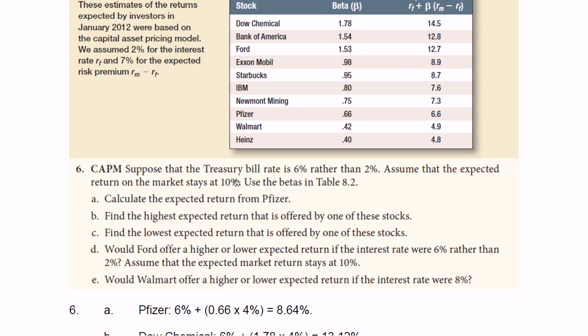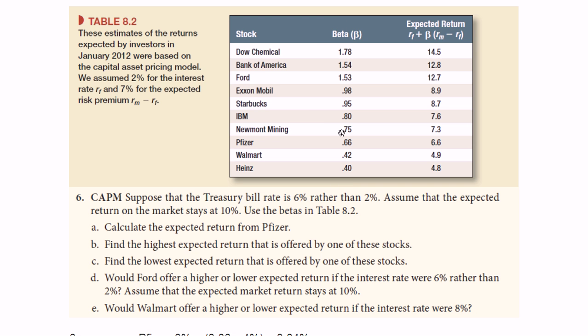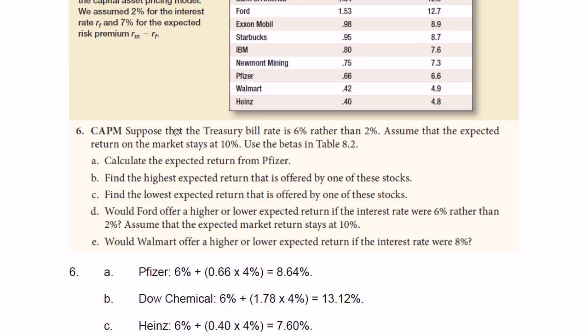CAPM. Suppose that the treasury bill rate is 6% rather than 2%. Assume that the expected return on the market stays at 10%. Use the betas in table 8.2. And this is the beta, and this is the calculated expected return. In table 8.2, it's assumed that the interest rate is 2% and the risk premium is 7%. That is, the market is 9%. But now, the expected return on the market stays at 10%.